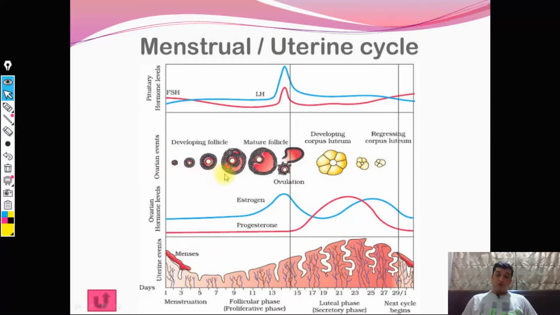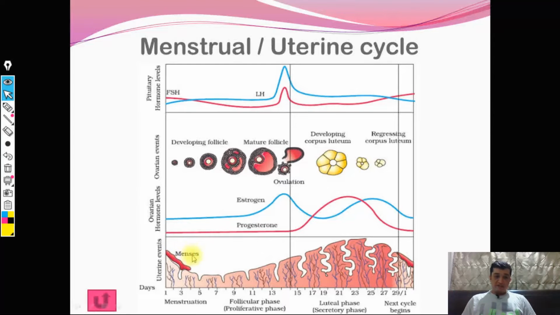and those changes I have shown in the form of the development of an ovarian follicle, the various stages of the ovarian follicle. So, let us check: wherever there is the uterine phase, there is a loss of menses along with the blood. Menses is actually the endometrial lining that is referred to as menses, because the mucosa is lost and that is termed menses.